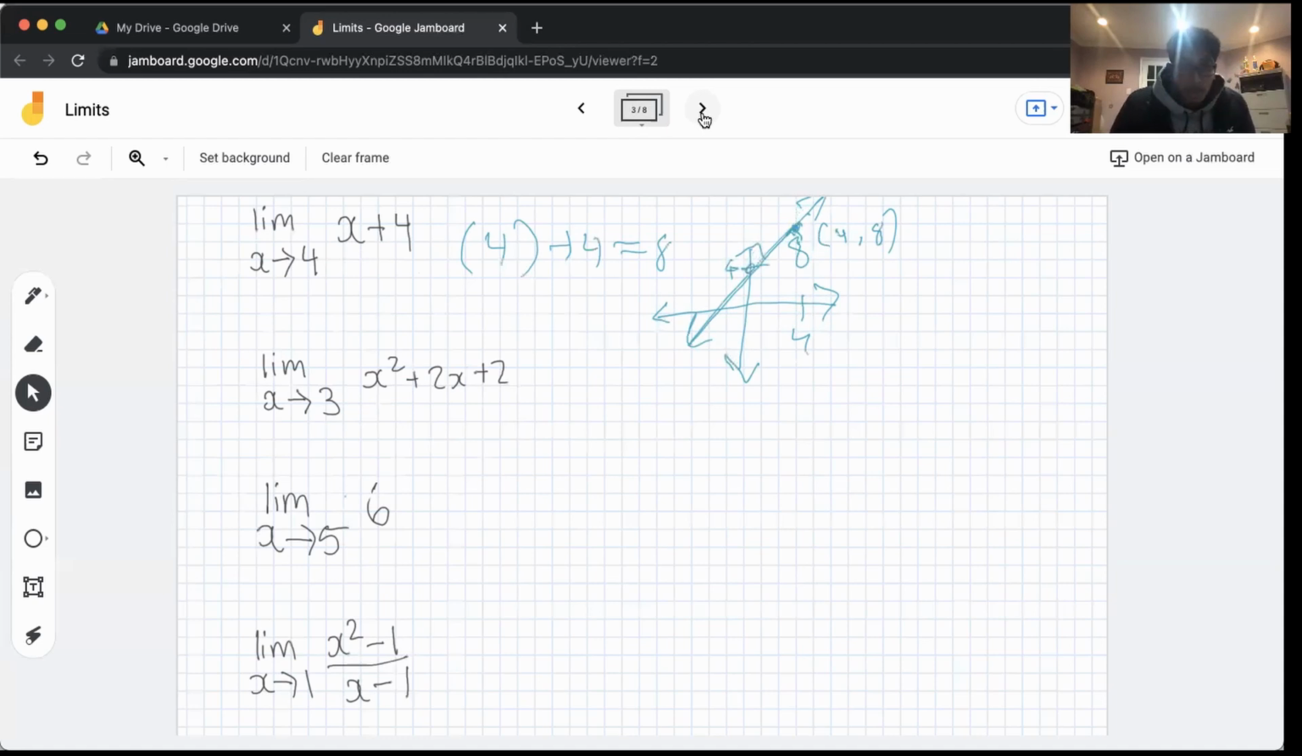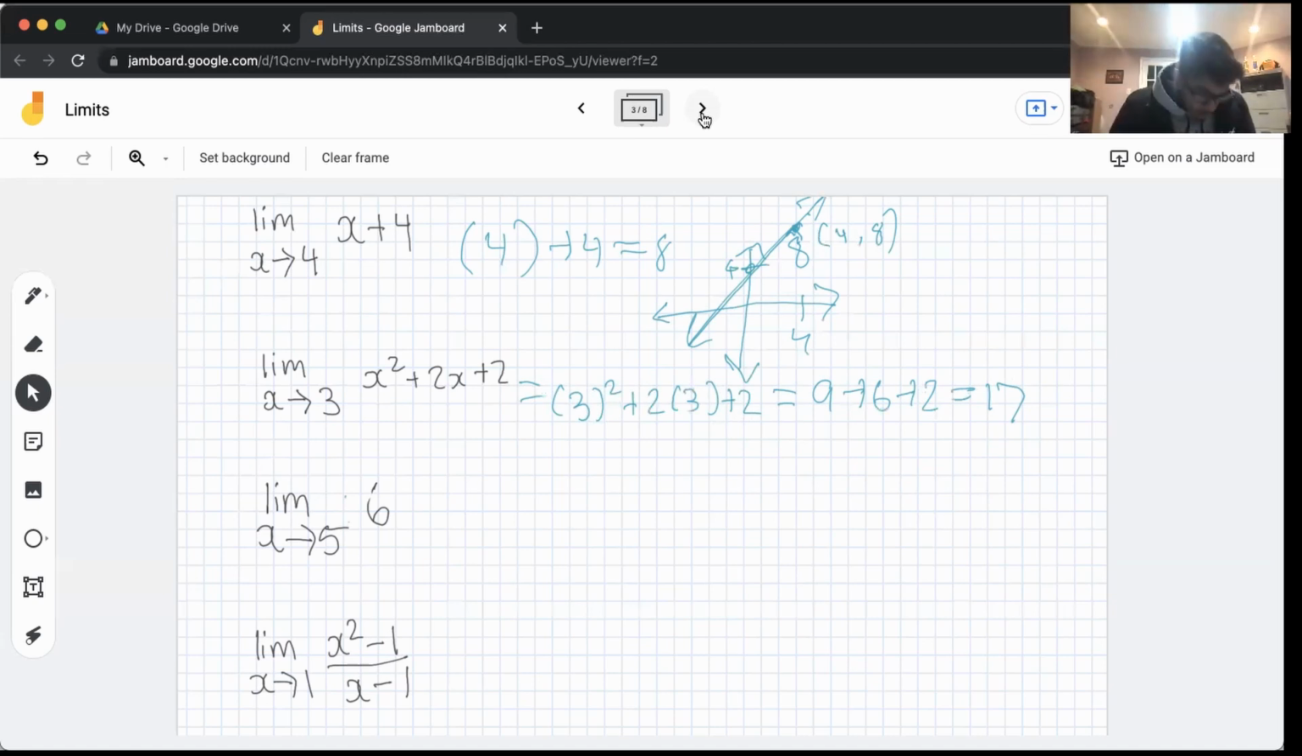For the next one, limit as x approaches 3 of the function x squared plus 2x plus 2. Just like the last one, we're just going to plug it in. So 3 squared plus 2 times 3 plus 2. You're just going to add these numbers up. 9 plus 6 plus 2. This gives us 17. So that's the limit of this function when x approaches 3.